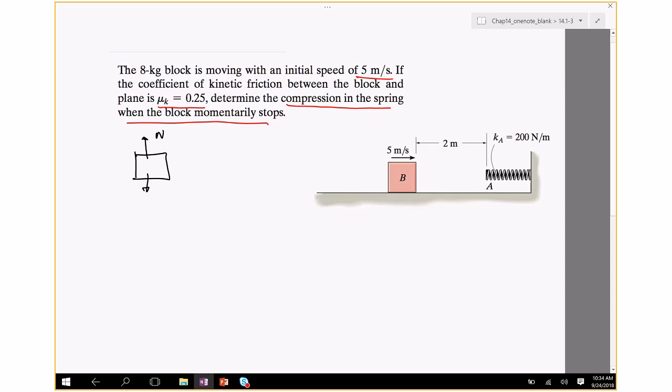N, mg, and I'm going to draw the free body diagram when the block is in contact with the spring. When you compress the spring, it's going to try to stretch itself out, so the force is going to be to the left. We call that Fs. So this is the free body diagram like it was for the car, except that I need to introduce the force due to friction.